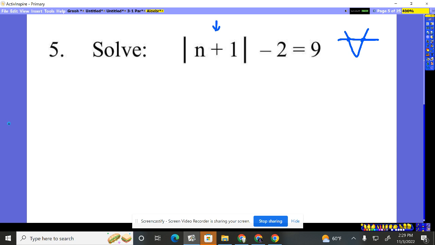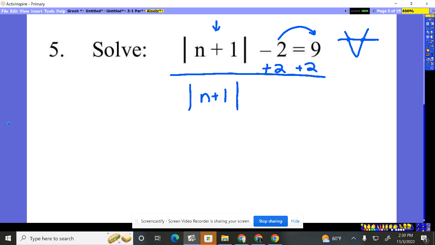So, how do we start it? Well, we want to isolate this absolute value. So I'm going to go ahead and move this number over to be with the other number on the other side. That'll help get this a little bit by itself. So I add 2, add 2. I have the absolute value of this equals 9 plus 2 is 11. So I know what's inside here could be a positive 11. It could also be a negative 11 because the absolute value of 11 is 11. Absolute value of negative 11 is 11.